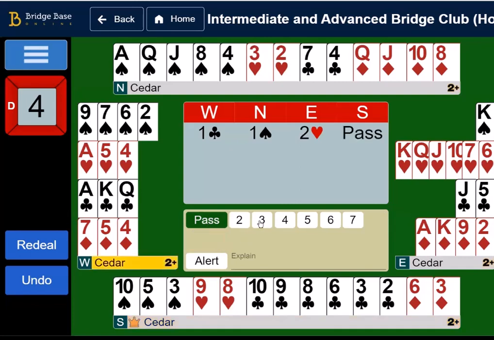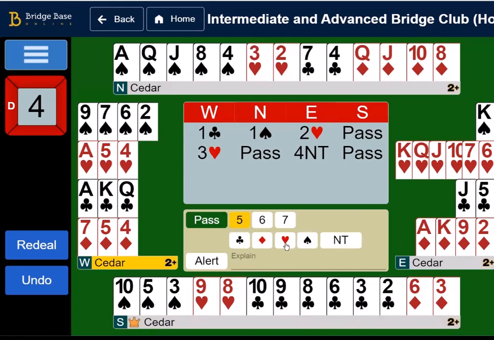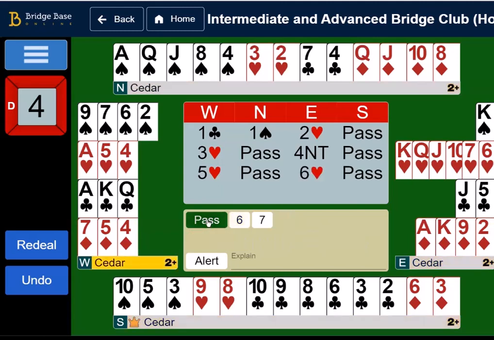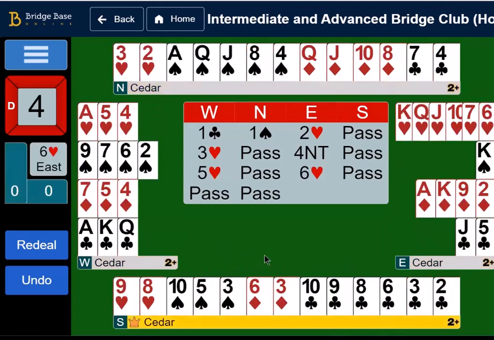So pass. Three hearts. Pass. Four no trumps. Guess it was forcing. Pass. And the auction's disappearing. Five hearts. People keep speaking and then the thing disappears. So five hearts, right? And six hearts. Okay. So six hearts. There we go. Right, okay.